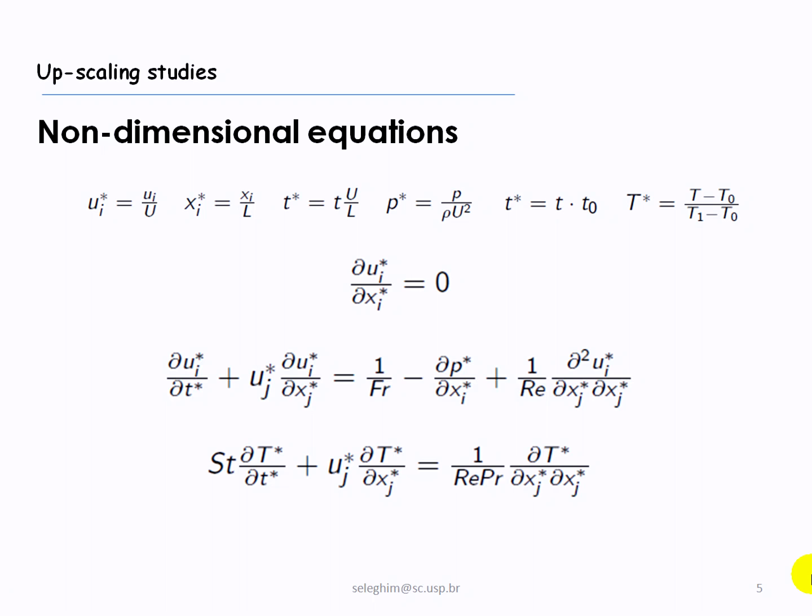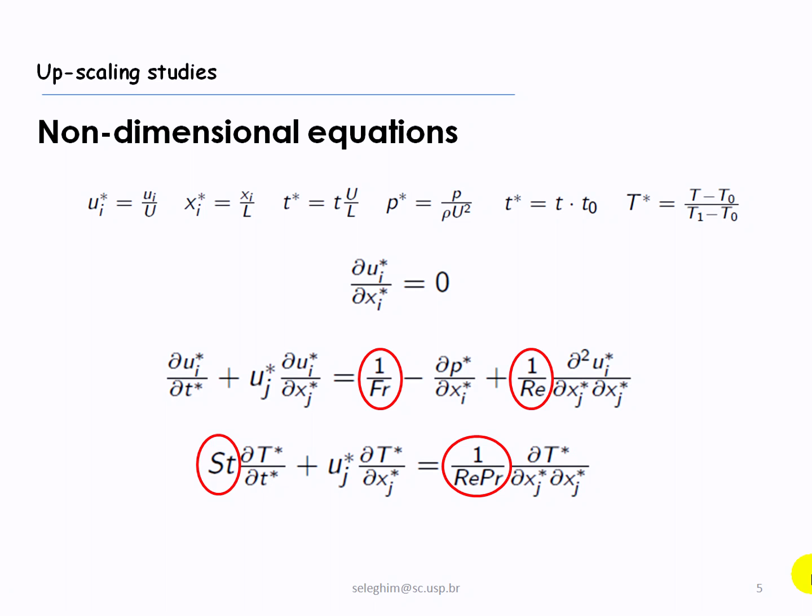The indexes here refer to the common Einstein notation. But what's interesting to show is that the mass conservation equation is the same. In the momentum equation, let me highlight here, you're going to get these new non-dimensional numbers: the Froude number, and the Reynolds number in front of the viscous term. And in the energy equation, you get the Strouhal number, Reynolds, and Prandtl number.